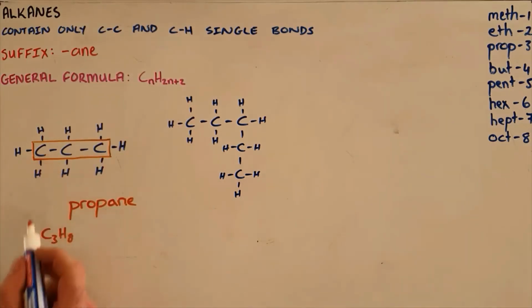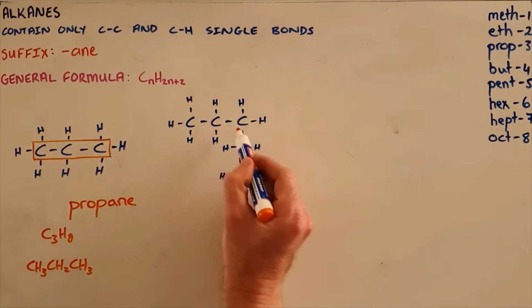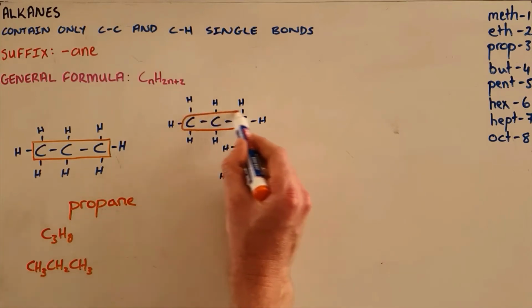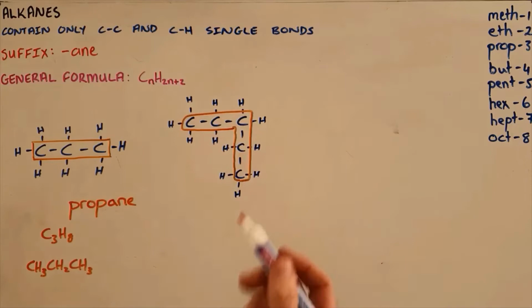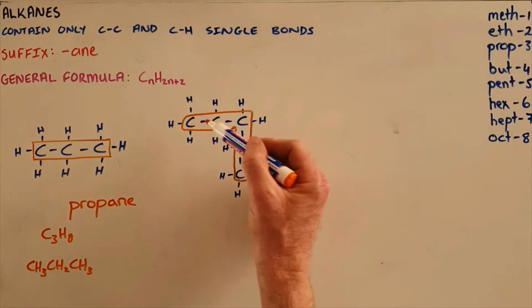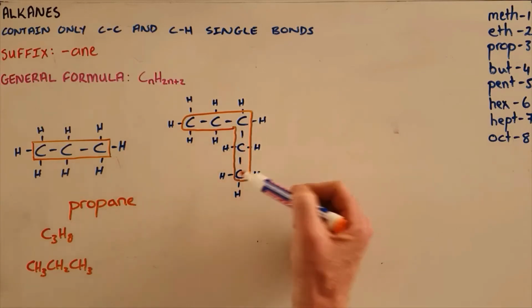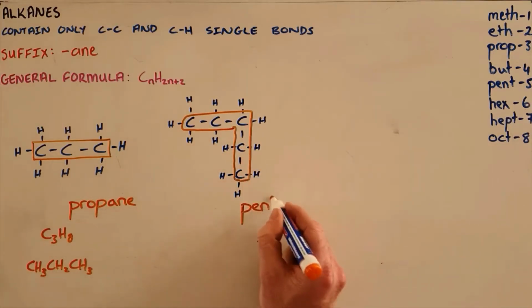We can also draw this in condensed structural formula as CH3, CH2, CH3. We can do the same for this compound here, once again identifying the longest carbon chain, where we can see that there are 5 carbons. The fact that there is a bend in the chain does not affect this, so we can see that there are 5 carbons in this longest chain, which means that it gets the prefix pent.